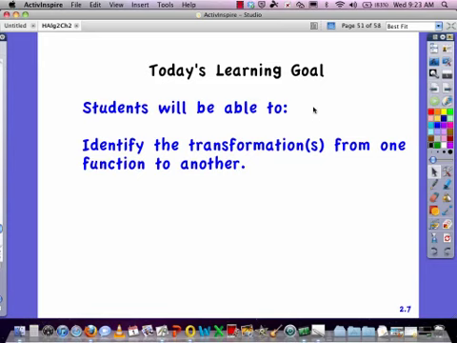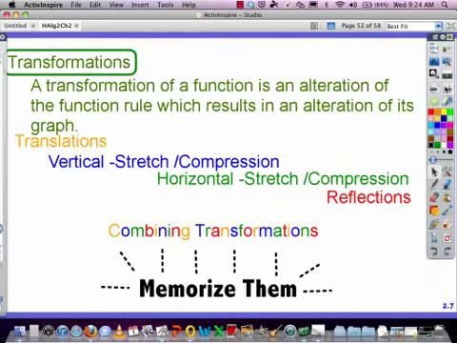Today's section, Preview Transformations, comes from section 2.7 in the textbook. We will be taking several different functions and transforming them. So let's do a quick review of some of the transformations.